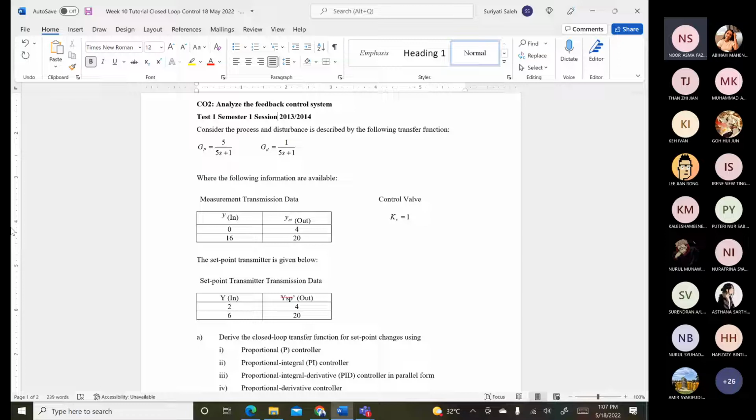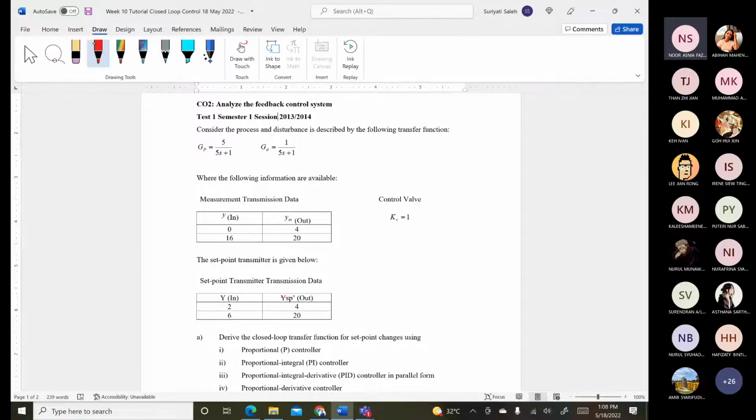Now, we take a look. The question here: consider the process and disturbance described by the following transfer functions. So in this case, the process transfer function and the disturbance transfer function have been given directly to you, GP and GD. That means you don't need to derive them. You just use the information given to you. And then here you have the measurement transmitter data, in the form of a table where you have the in and the out.